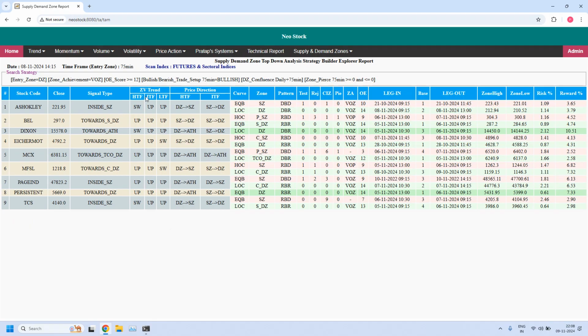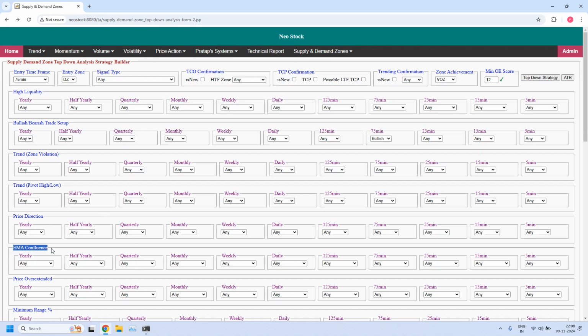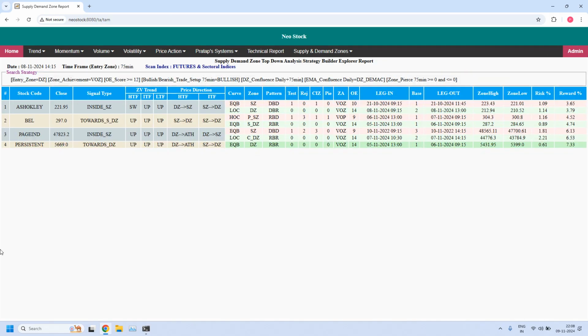And moreover, daily means ITF. ITF trend is up in all the stocks. So EMA confluence at a daily time frame, the daily demand zone with daily EMA confluence. Because the 75 minutes entry zone is part of the daily demand zone. So let's verify. We got 4 stocks. These 4 are even more high probability setup. Out of those 9 stocks, these 4 are filtered, because they have daily EMA confluence and the 75 minute zone is part of the daily zone.